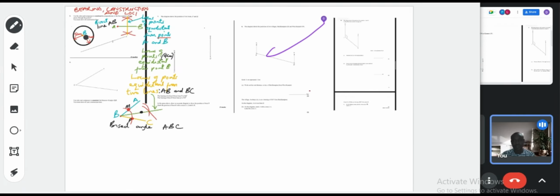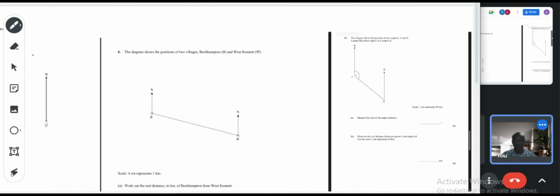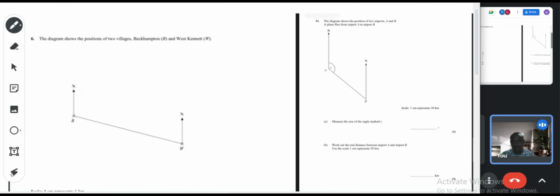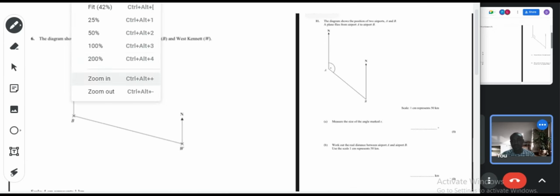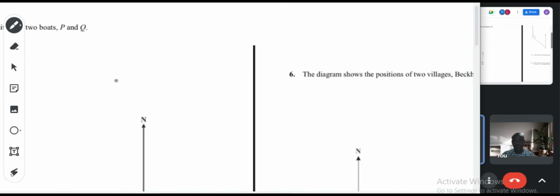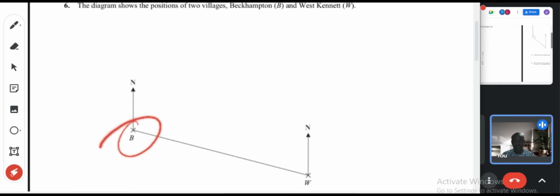All right, next question. Let's go there. Let me zoom it in so that I can work on it properly. It says the diagram shows the positions of two villages, B and W. So B and W. Okay?